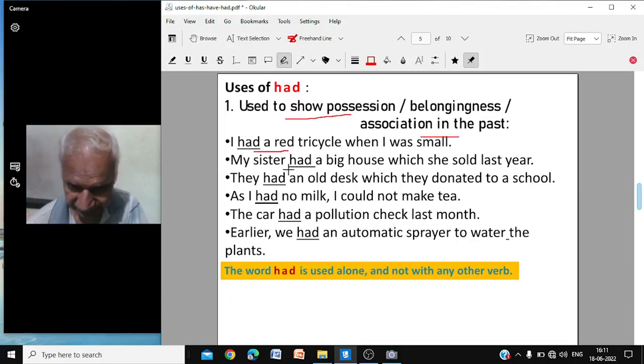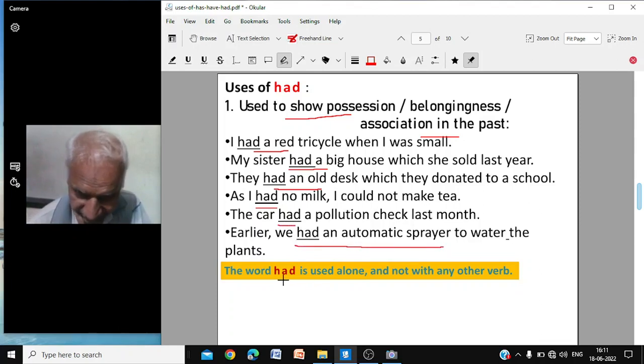There is a possession. My sister had a big house which she sold last year. They had an old desk which they donated to a school. As I had no milk, I could not make tea. The car had a pollution check last month. Earlier, we had an automatic sprayer to water the plants.